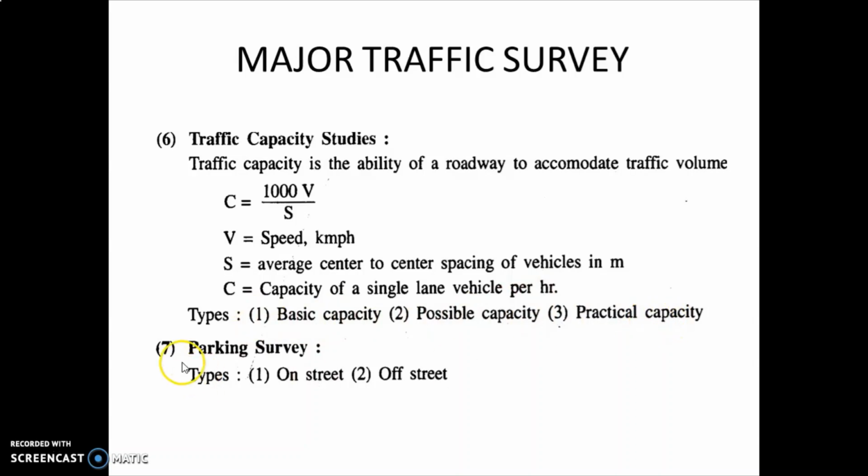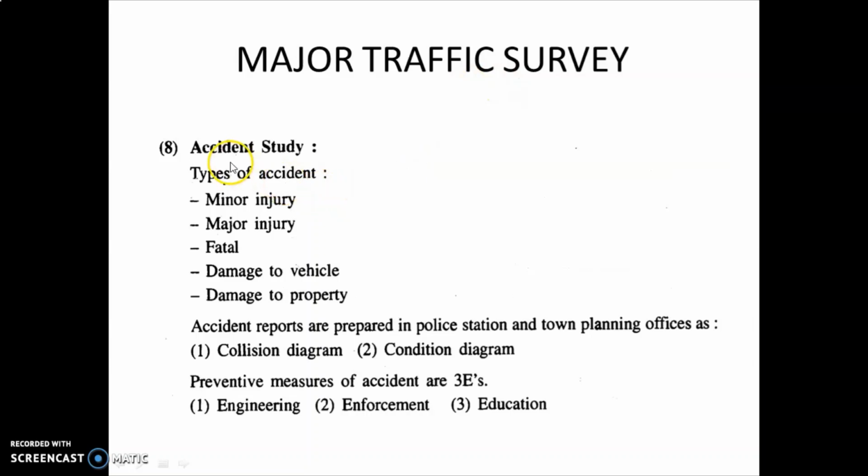Seventh one is parking survey. In that again two types: on street and off street. Now eighth one is accident study. In that, type of accident: minor injury, major injury, fatal type, damage to vehicle, damage to property. Accident reports are prepared in police station and town planning offices as collision diagram and condition diagram. And preventive measures of accident are 3 E's, meaning engineering, enforcement, and education.